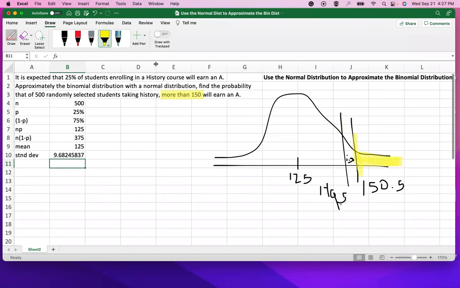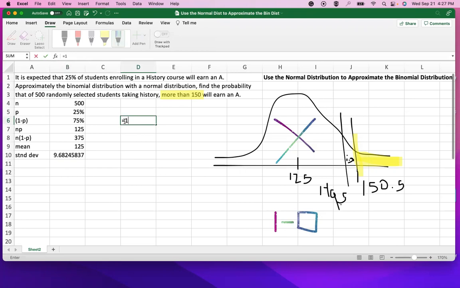Now, normally when we find probability with the normal distribution, whatever we're working with gives us area to the left. So we're going to need 1 minus whatever we're doing. So let's do this. We are going to take 1 minus the normal distribution. You can see it starts with X. Well, we know our X value is 150.5, comma, the mean. I can just click on 125 there. And then our standard deviation is in B10.